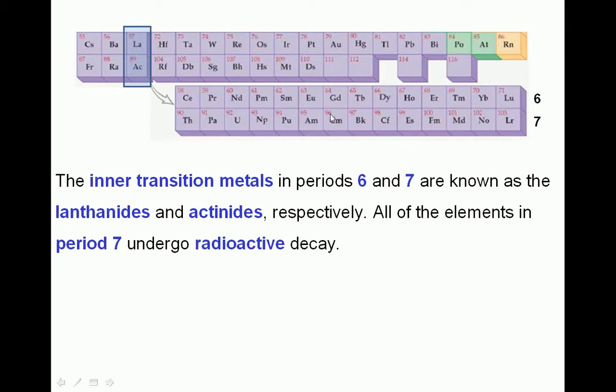The inner transition elements, which are in periods 6 and 7, the top row, are known as the lanthanides because they come after lanthanum, and the bottom row is known as the actinides because they come after actinium. All of the elements in period 7 are radioactive and undergo radioactive decay. All of the elements beyond uranium are artificial or man-made.